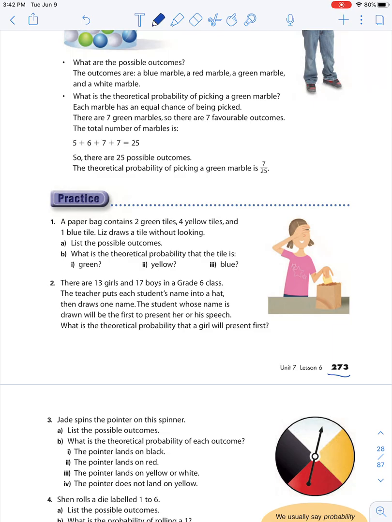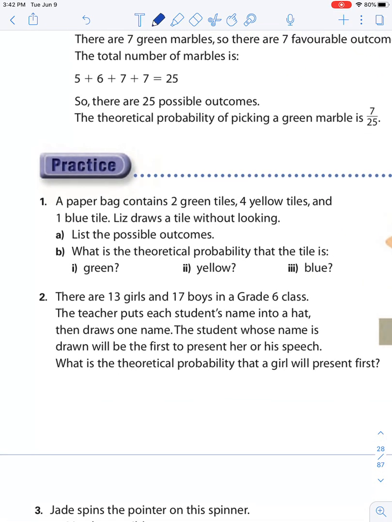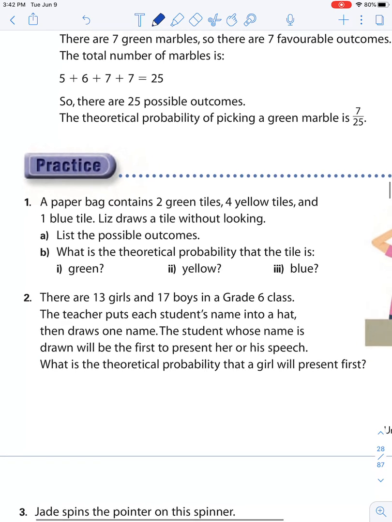Okay, review from yesterday, page 273, 274, questions 1 to 7. So to begin, we did this one already together, question number 1. A paper bag contains 2 green tiles, 2 yellow tiles, and then 1 blue tile. List the possible outcomes. So we'd say green, yellow, and blue. Okay, which gives us a total of 7. 7 possible outcomes that we could draw.